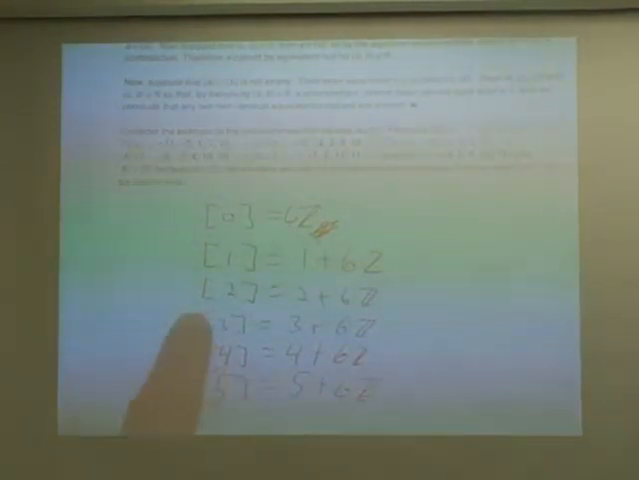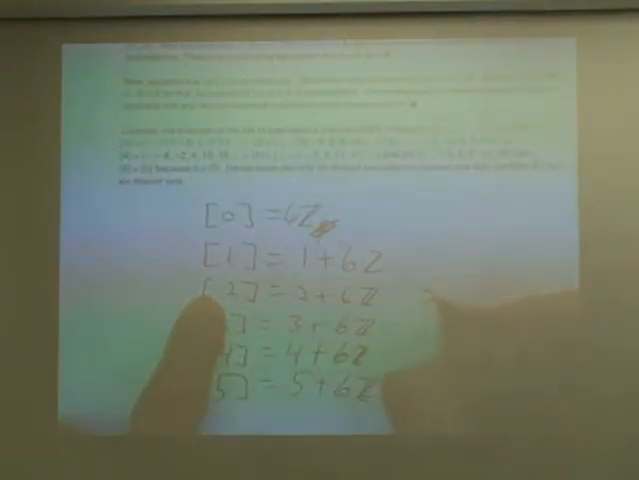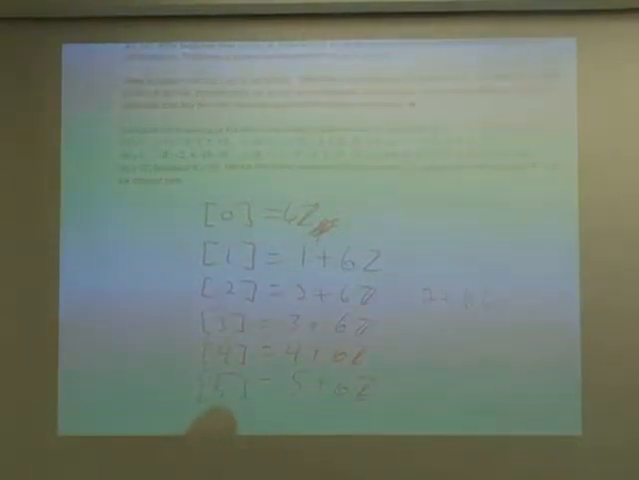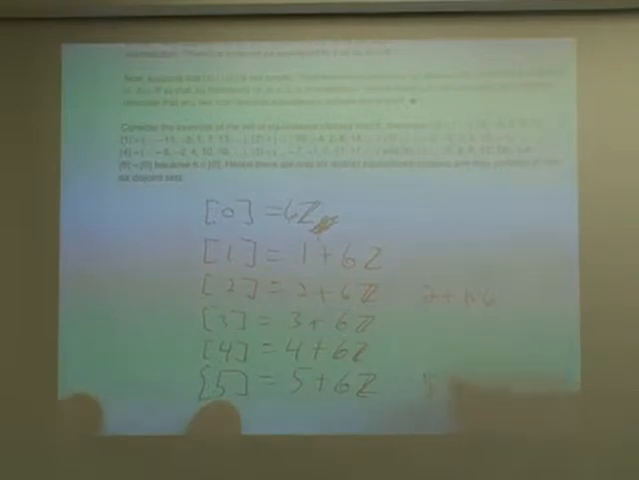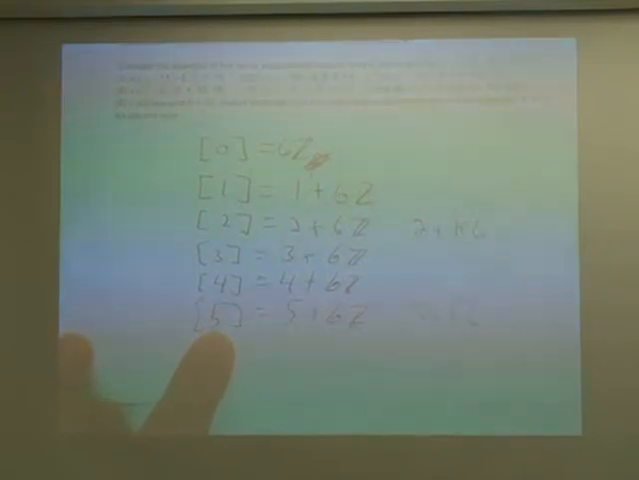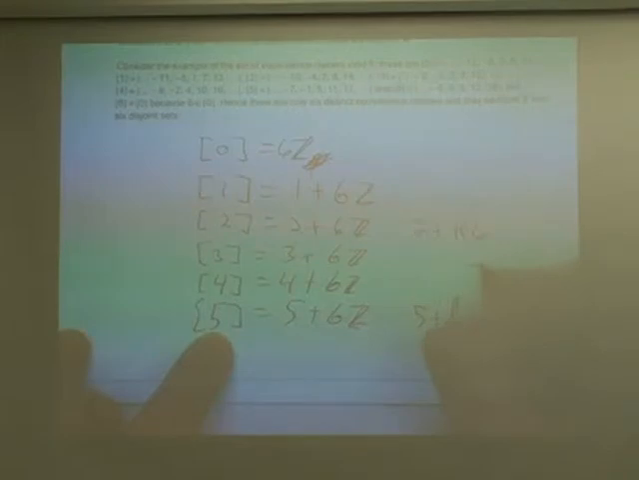Well, what do the elements in the equivalence class of 2 look like? They look like 2 plus k times 6, right? And what do the elements in here look like? They look like 5 plus l times 6. So if I add them, what do I get? I get 7 plus (k plus l) times 6.